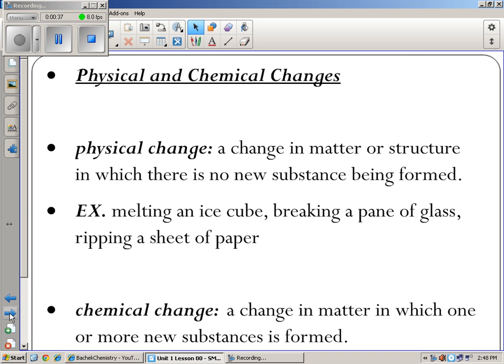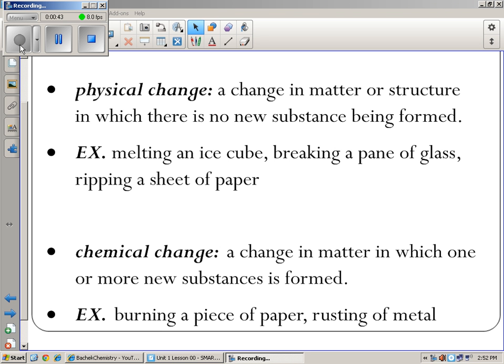You guys will have some notes to take here, so I'll let you go ahead and copy down some stuff here. All right, so physical change. Physical change is just a change in matter, for example, or structure where there's no new substance being formed. So melting an ice cube, breaking a pane of glass, ripping a sheet of paper, maybe different form, but doesn't produce anything new for you.